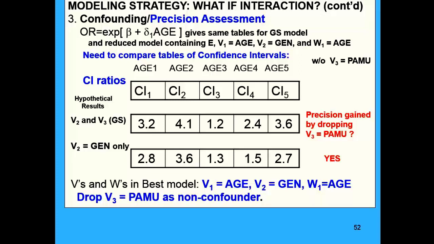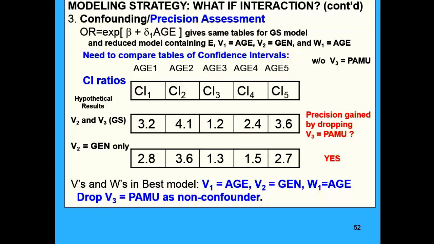But that doesn't mean you can't try. That's what I've tried here. I've said, if you do try to look at confounding and interaction, you might get a better answer than the gold standard model. So that's where we're at. What we've now done so far is we've talked about a single exposure variable, and we've talked about no interaction and interaction and how to come up with the best model.